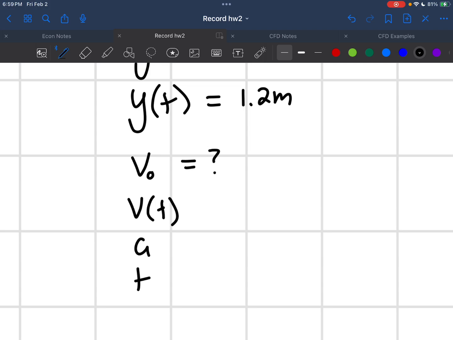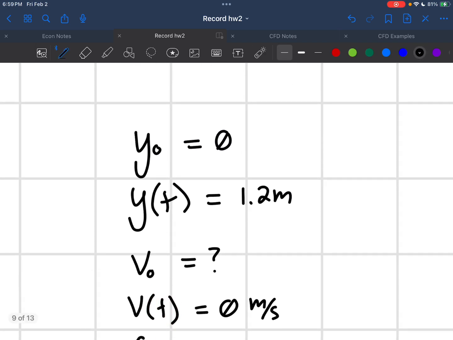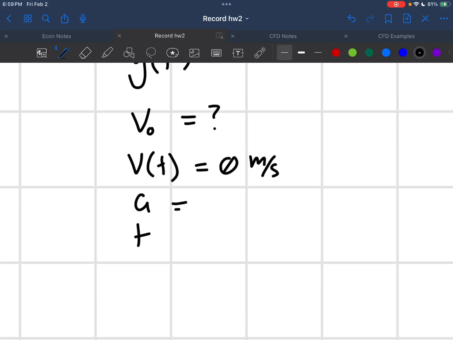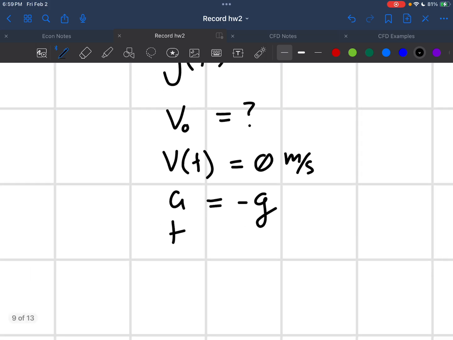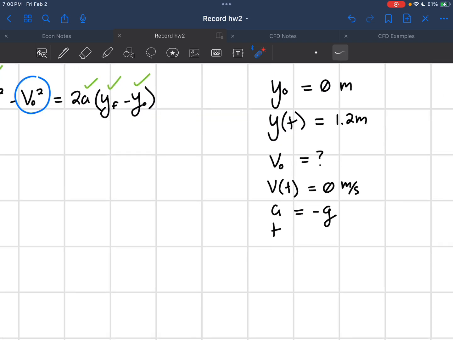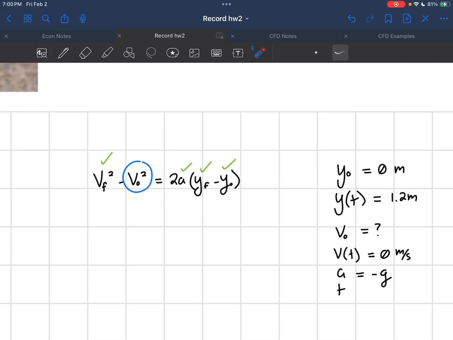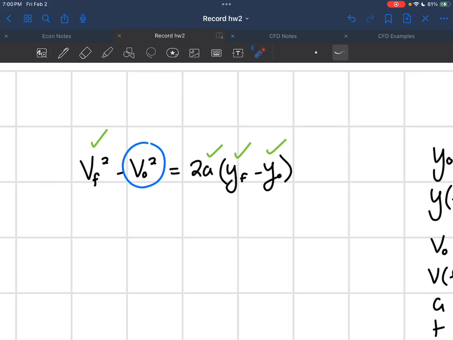My v naught, that's what we're solving for. My final velocity, or my velocity at the time that I care about, is going to be 0 meters per second. And my acceleration will be negative g, because again, I said up was positive and gravity is down. I don't know my time and I don't need it just yet. Actually, the next question is going to ask how long she's in the air, so I'll have to solve for time, but we'll get to that for the next one.